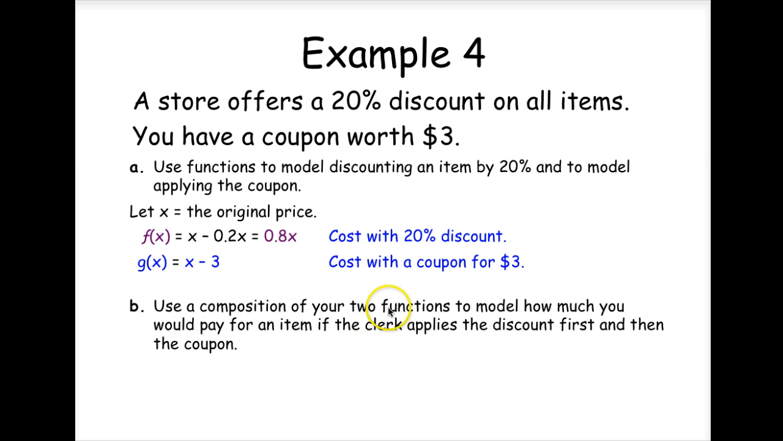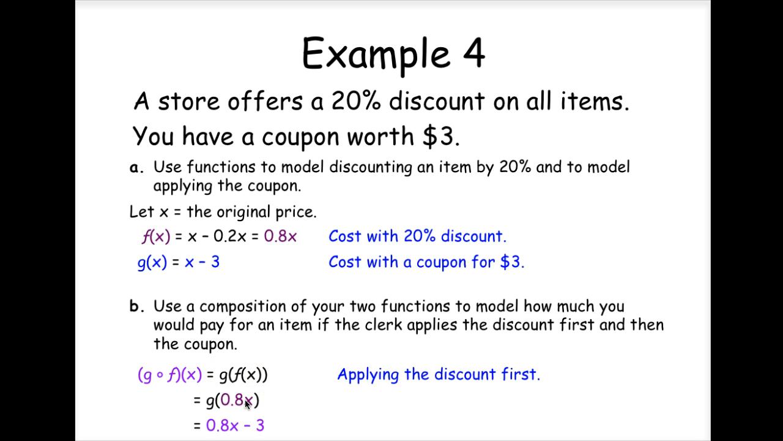Use a composition of your two functions to model how much you would pay for an item if the clerk applies the discount first, then the coupon. So the discount is going to be inside and then the coupon on the outside. So applying the discount first, f of x, we find g of f of x. f is 80%, so then we substitute: 8/10 x minus 3.